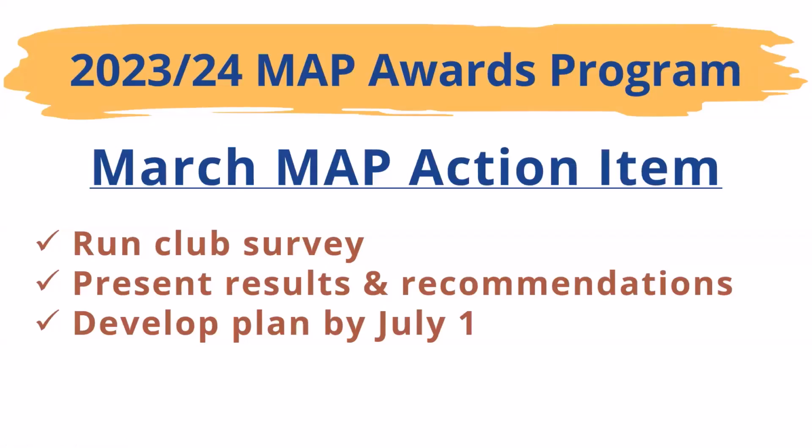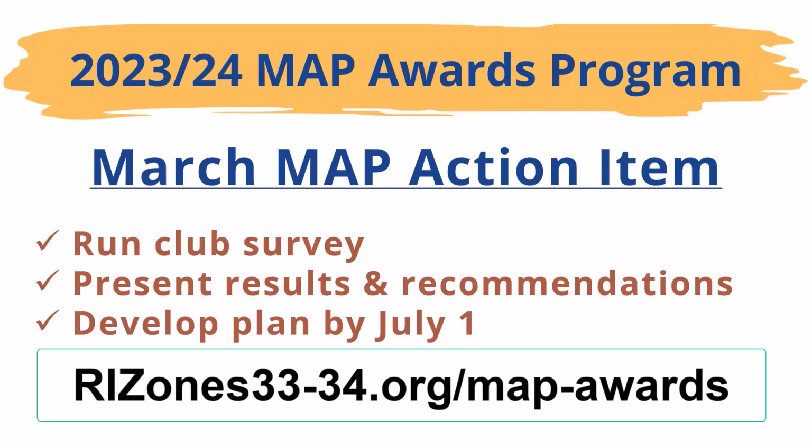Thanks, Audley. Our MAP action item for March is three steps. First, run a club survey, present the results and recommendations to your club, and develop a plan by July 1st. A valid survey will have been carried out and actioned between January 1st of 2023 and July 1st of 2024. Report your club's completion of these action items in the link that was just placed in the chat. If you have questions regarding the awards program, please put them in the chat box.